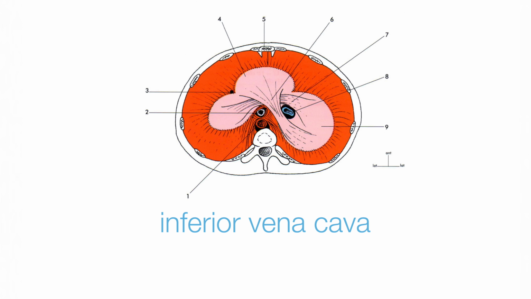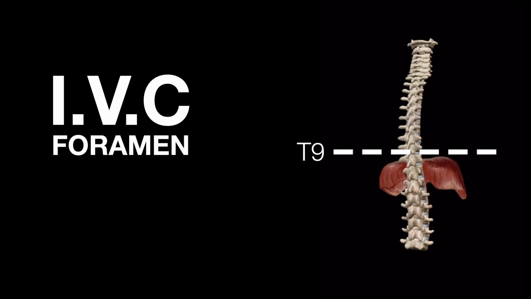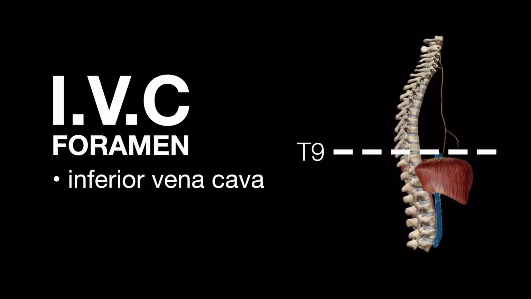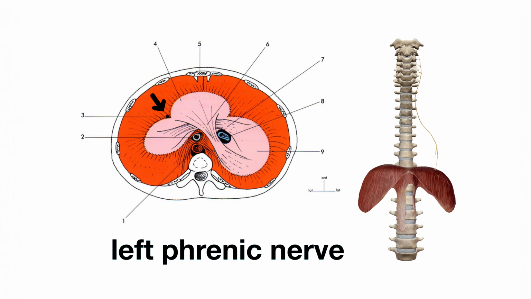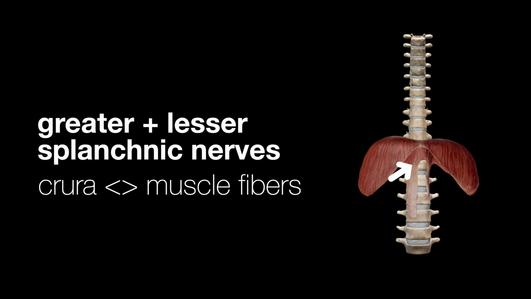The inferior vena cava foramen is located on the right of the intersection of the cranial and caudal semicircular bands at T9 height, and it allows the passage of the inferior vena cava and of the right phrenic nerve. The left phrenic nerve will go through an opening ahead of the left foliole. The greater and lesser splanchnic nerves will pass through an opening between the crura and the muscle fibers.